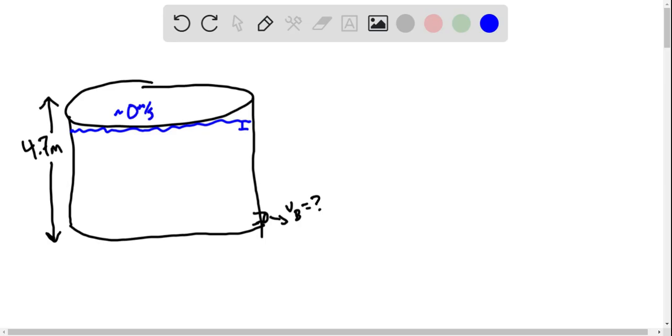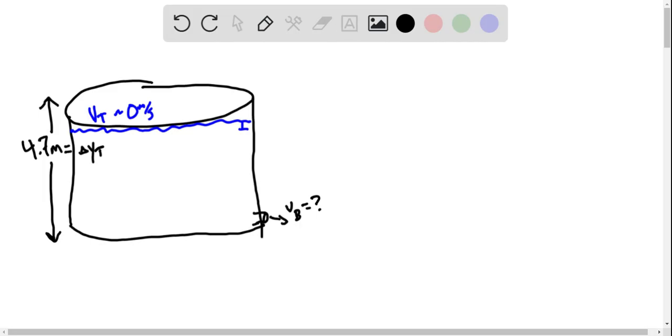Now, this isn't true, right? But we're making an assumption because it says this is much larger than this. If you let this go for long enough, you could actually measure the speed, right? So we'll say the velocity of the water at the top is about 0 meters per second. And we're given this height over here, right? So that's going to be our delta y to the top.